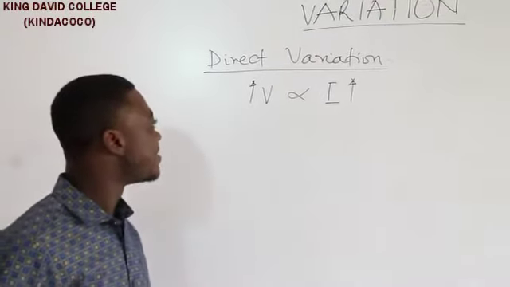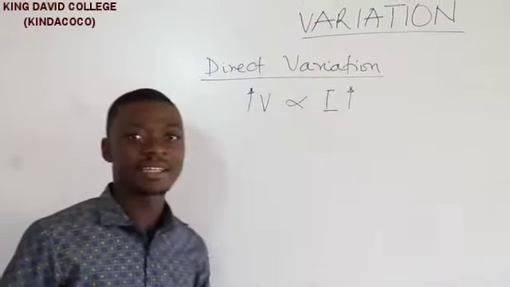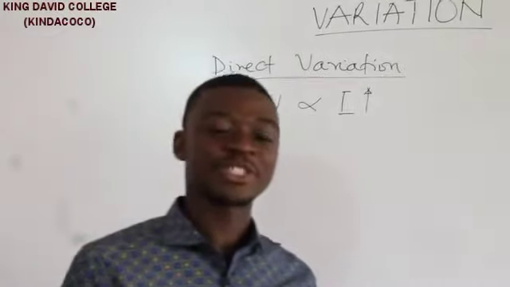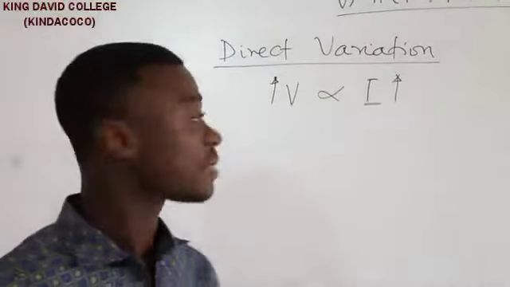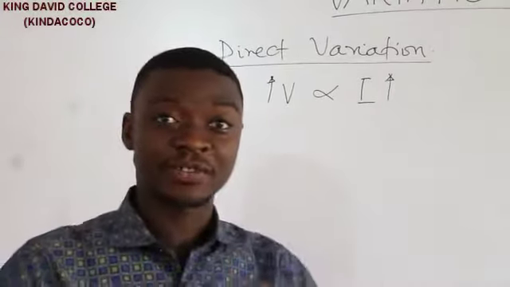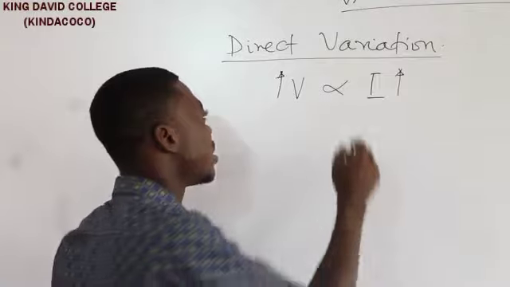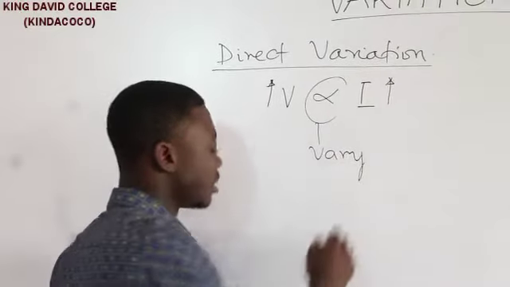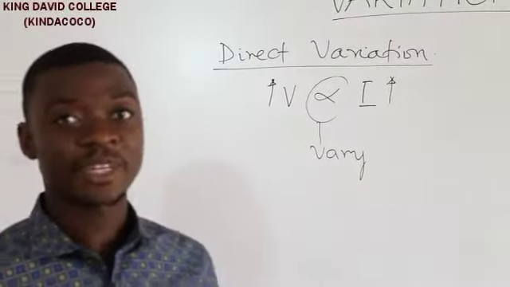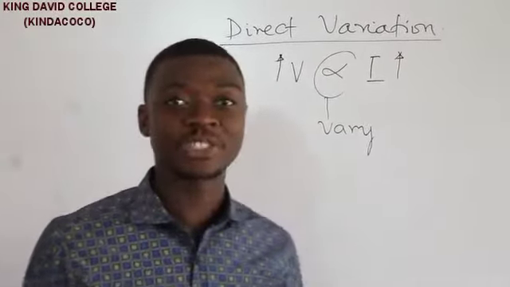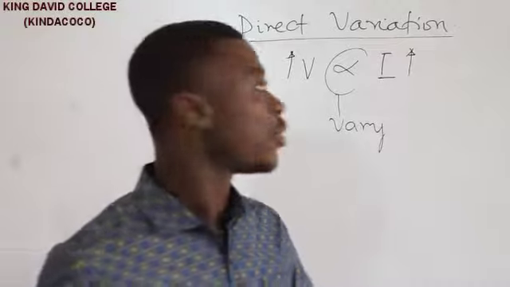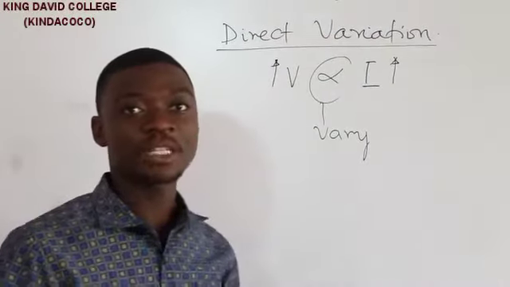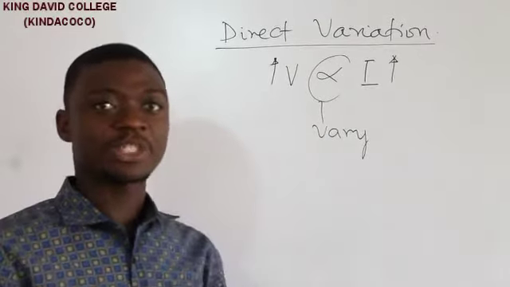But this particular character is not any of the operations in mathematics. It only represents the word vary. Since it represents vary, it is not an operation in mathematics. So we must find a way of changing this vary symbol into an operation.